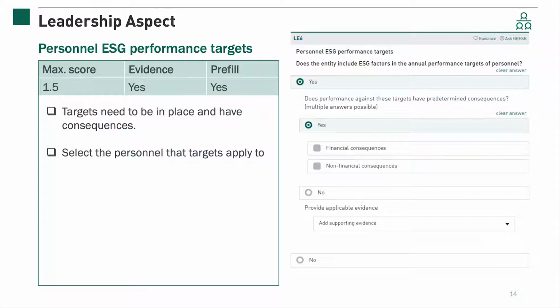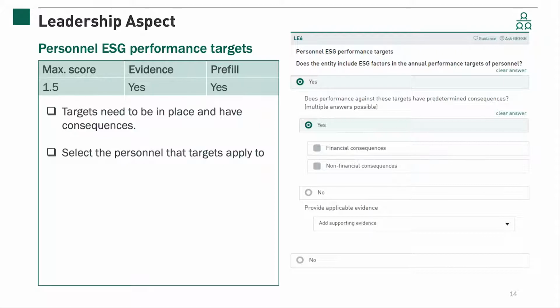The next indicator in the leadership aspect asks, does the entity include ESG factors in the annual performance targets of personnel? This indicator intends to identify whether, and to what extent, ESG issues are addressed in personnel performance targets. Incentives like performance targets have been shown to increase the entity's capacity to improve ESG performance. The indicator is looking for targets to be in place and that they have real consequences, either financial or non-financial. It also looks at who the targets and consequences apply to. More points are earned for consequences that are financial.